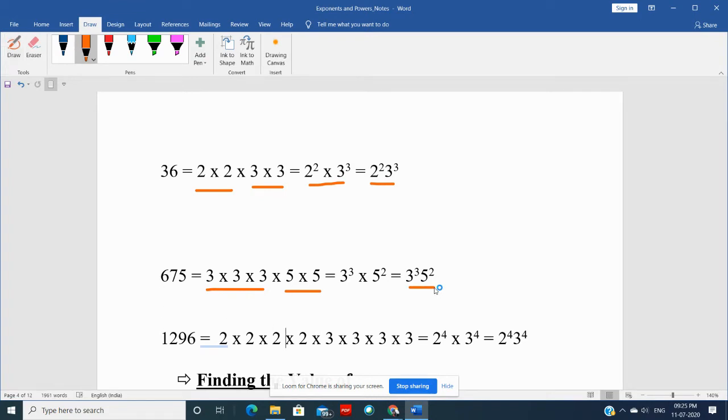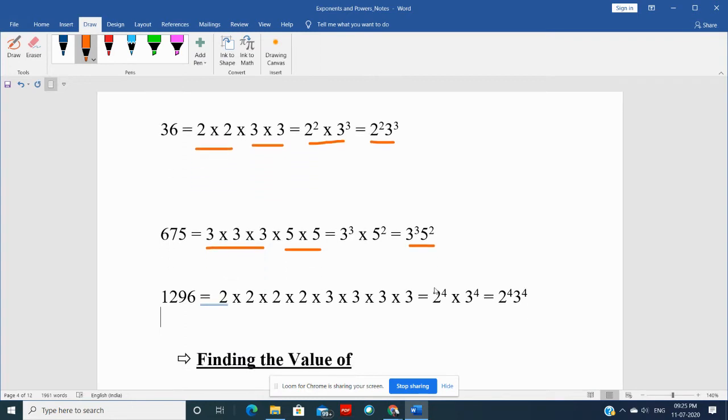Now, one more number we have is 1296. If you see here, it can be written as 2 multiplied by 2 multiplied by 2 multiplied by 2 and 3 multiplied by 3 multiplied by 3 multiplied by 3. So we can say that 2 raised to the power of 4 and 3 raised to the power of 4. And they are being multiplied.